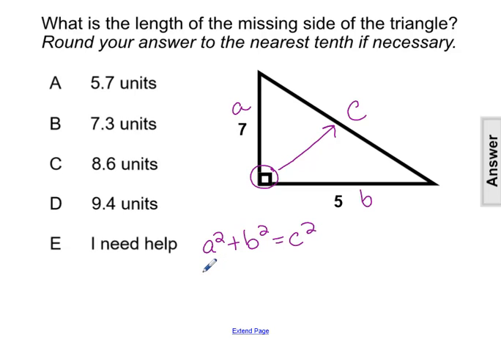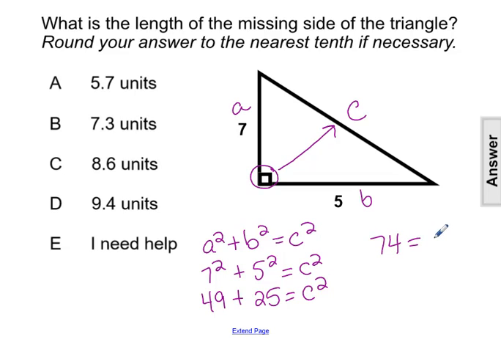So instead of A squared, it will be 7 squared, and instead of B squared, it will be 5 squared, still equals C squared. We will then actually find the squares of those numbers. So 7 squared is going to be 49, and 5 squared is 25. We'll then find the sum of those two numbers. 49 plus 25 has a sum of 74. So it'll be 74 equals C squared.